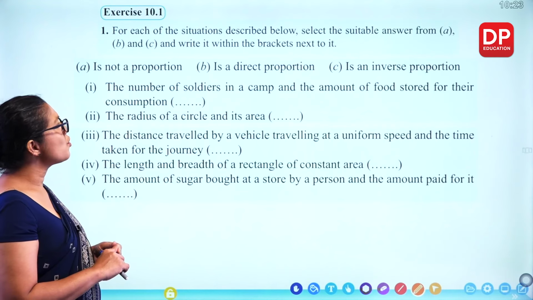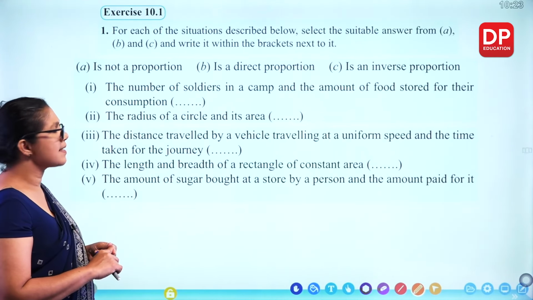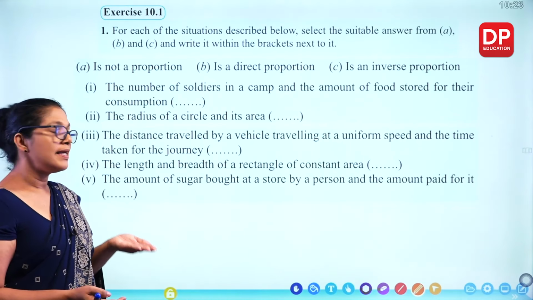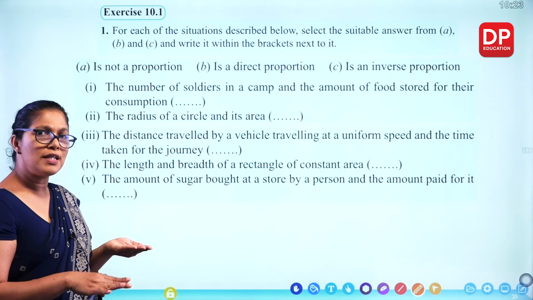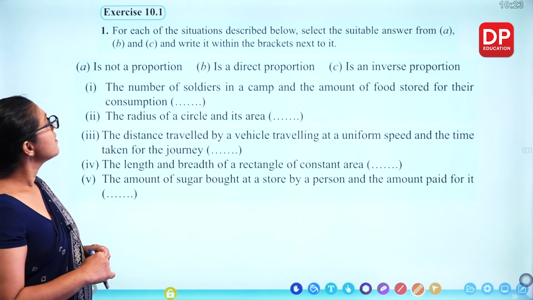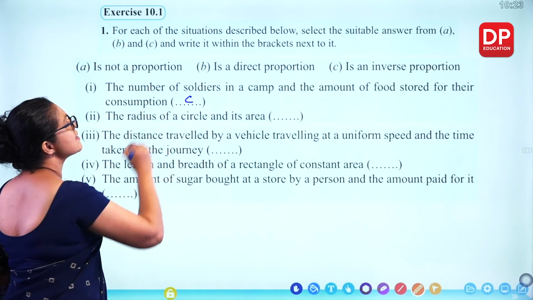The number of soldiers in a camp and the amount of food stored for their consumption. So normally when number of people increases, the amount of food decreases. So what's the first one? First one is inverse. So that's C.